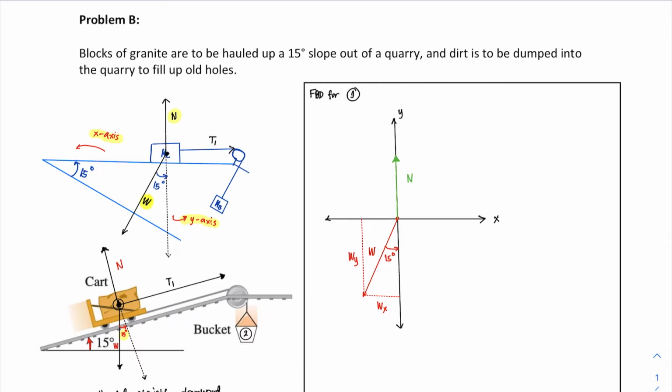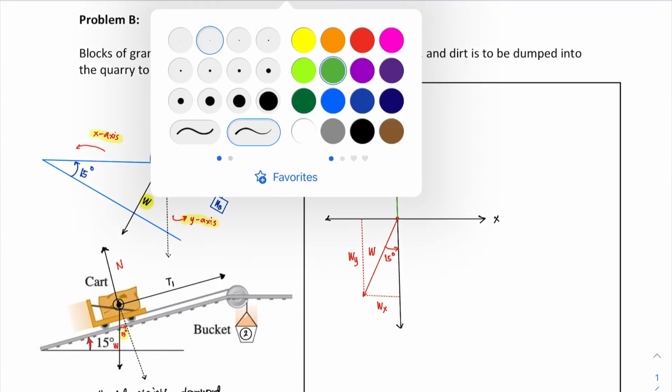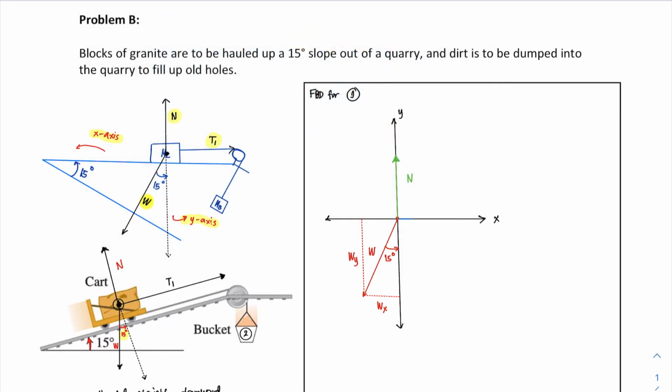What other force is there? There is T1. Where is T1? It is on the x-axis and it is towards the right. So, my T1 will look like this. T1. So, this is my free body diagram for mass 1, which in this case is the cart.